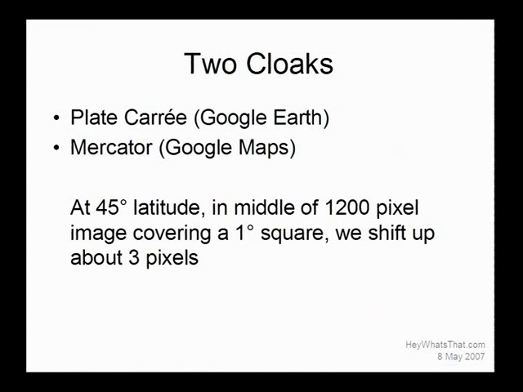And I'll point out that I actually have to generate two cloaks. Google Earth uses a plate carrée projection, which just means it's linear in latitude and longitude. Google Maps uses a Mercator. There's not much of a difference. At our latitudes here, if you're drawing a 1200 by 1200 pixel image for a square degree, in the middle you have to shift up about 3 pixels between one and the other.